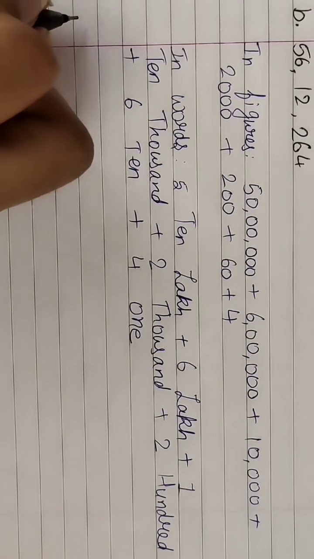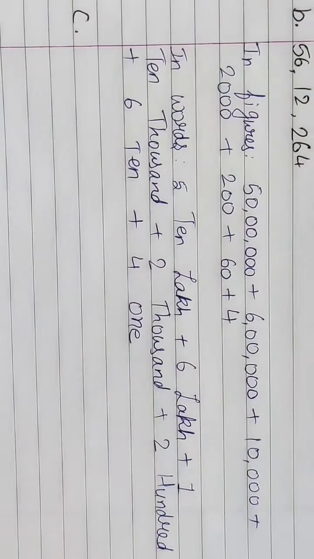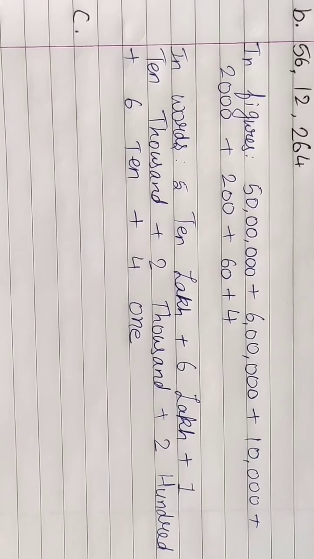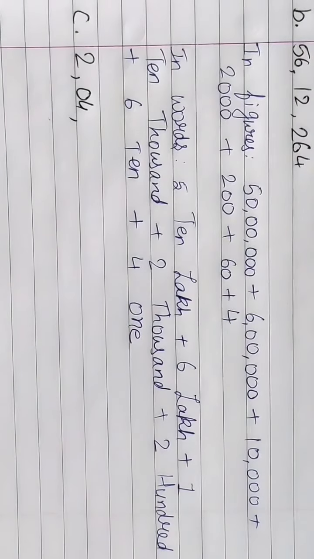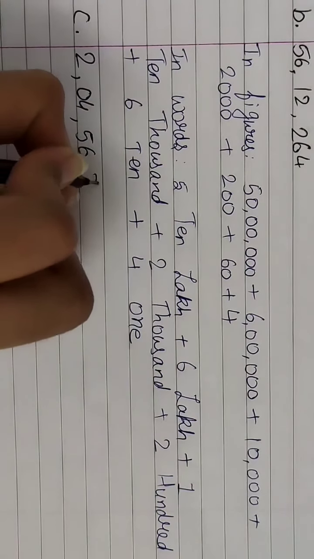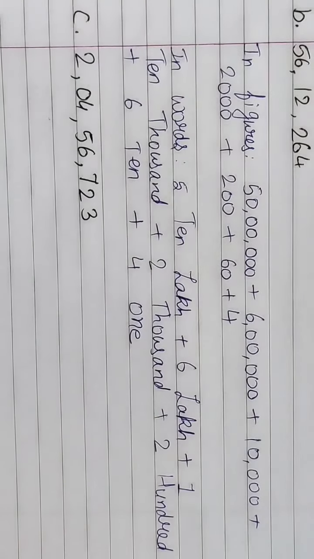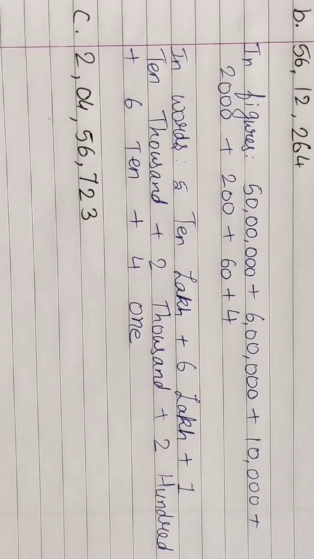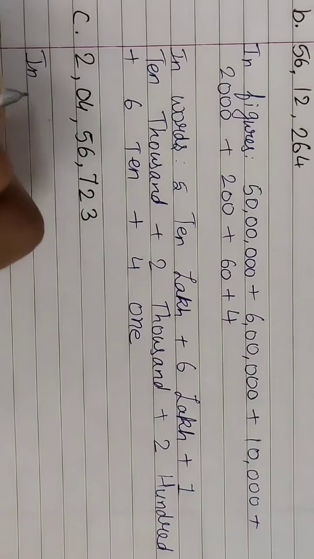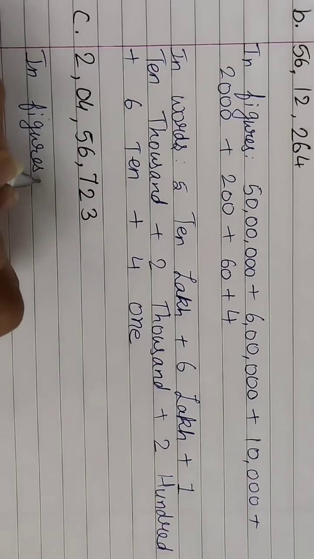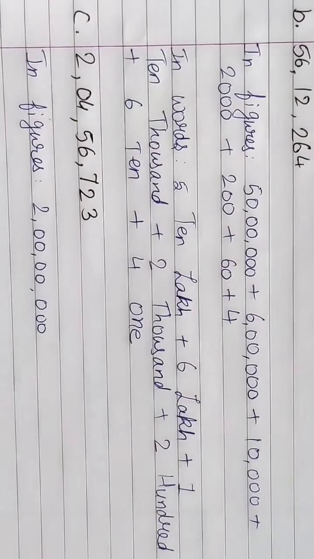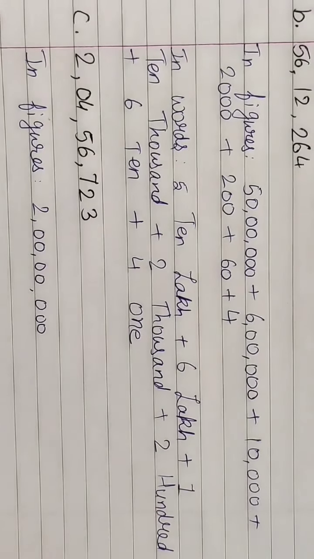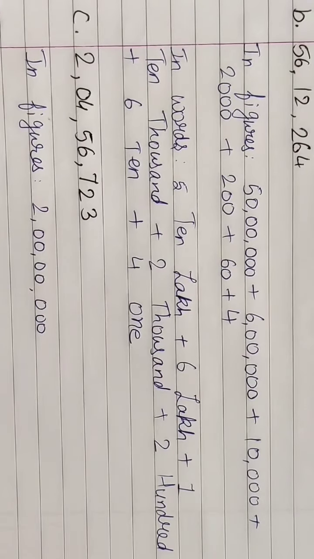Okay students, now what is the question of number C? 2 crore, 4 lakh, 56,723. So students, in figures how we will write? 2 crore. Okay, now in 10 lakh there is 0. So students, place value of 0 is always 0.